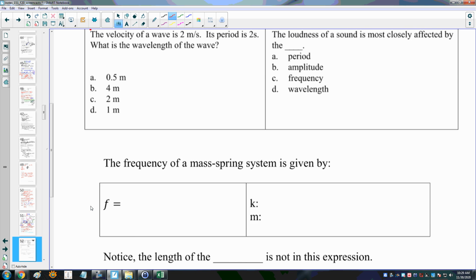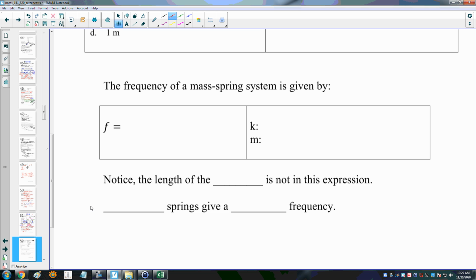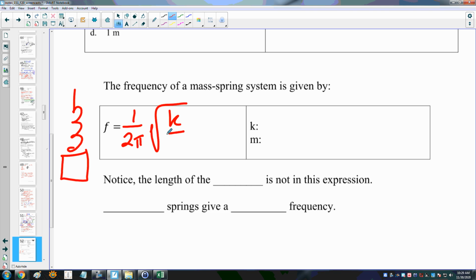Let's go ahead and look at the frequency of a mass spring system. That is, if I have a mass on a spring that's oscillating back and forth, the frequency of that is given by this: 1 over 2 pi, the square root of k over m, where k is called the spring constant. This is a measure of how stiff the spring is.